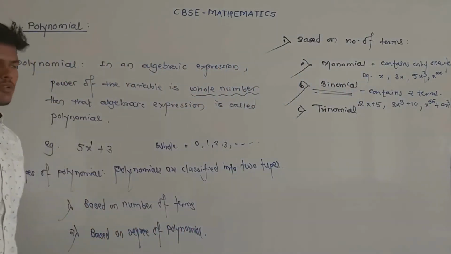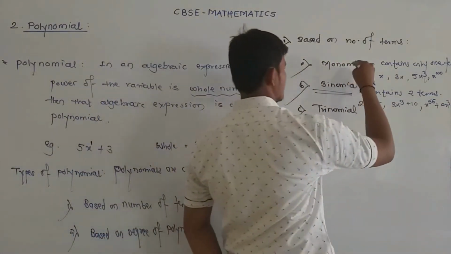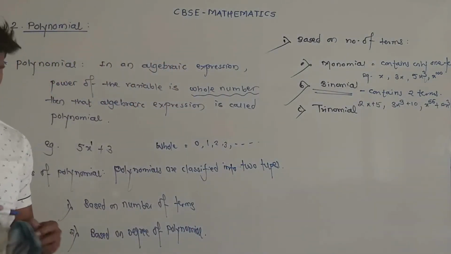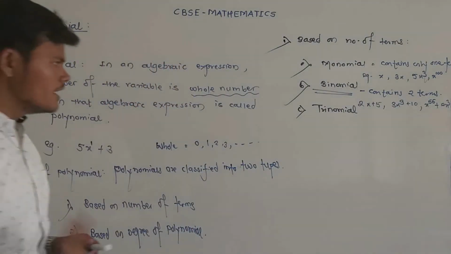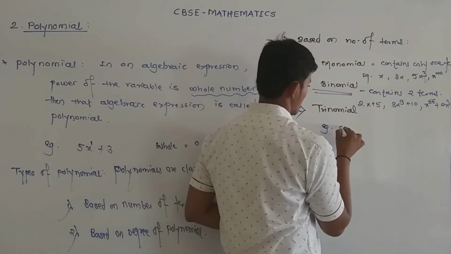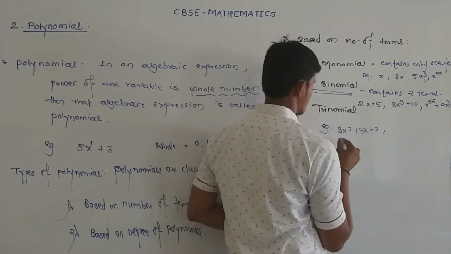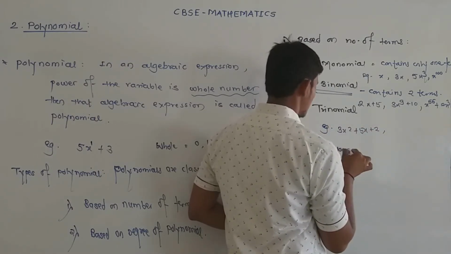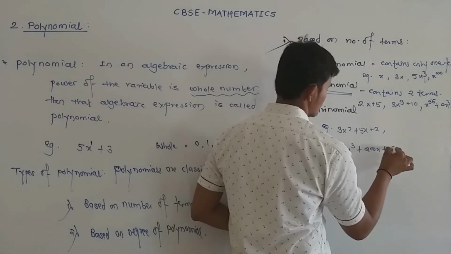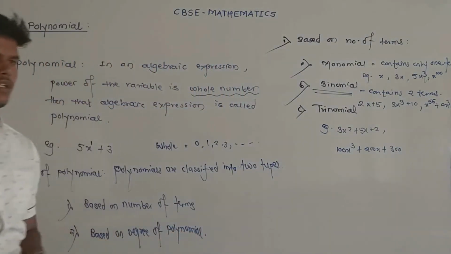Just count the number of terms. If the number of terms is 2, then it is called binomial. If the number of terms is 1, then it is called a monomial. Then what is trinomial? Trinomial means it contains only three terms. For example, 3x square plus 5x plus 2, 100x raised to 3 plus 200x plus 300. These are the examples of monomial, binomial, and trinomial.